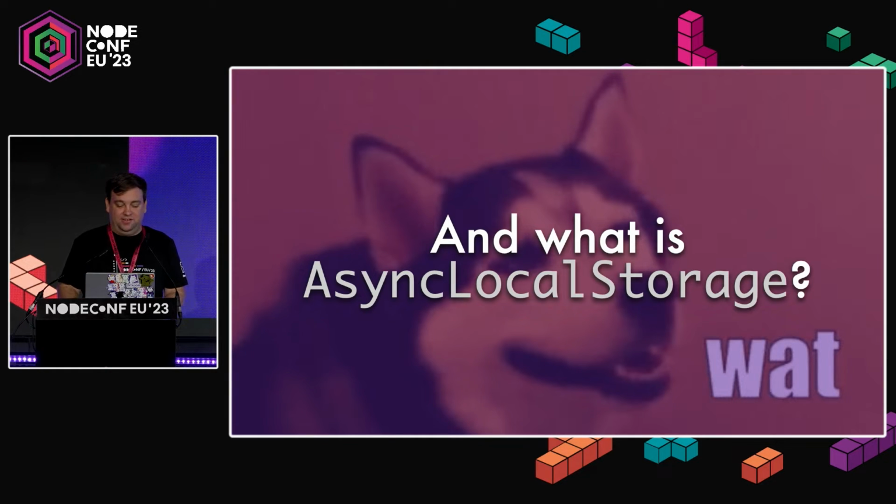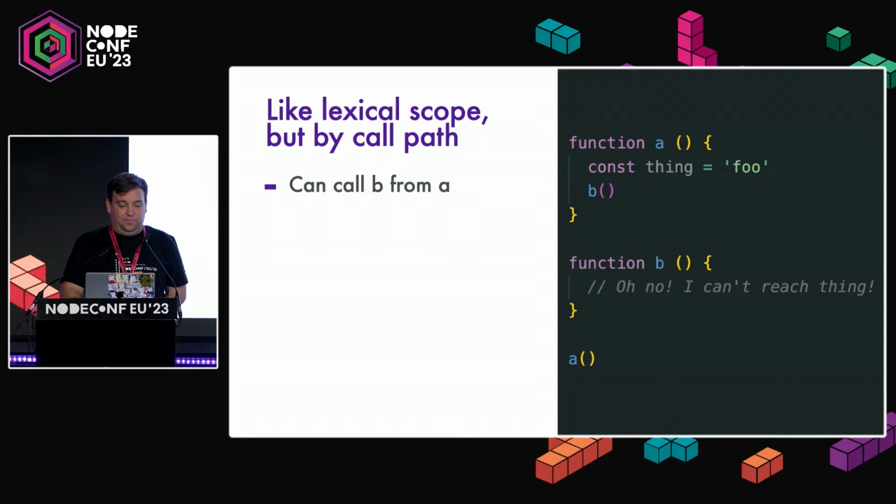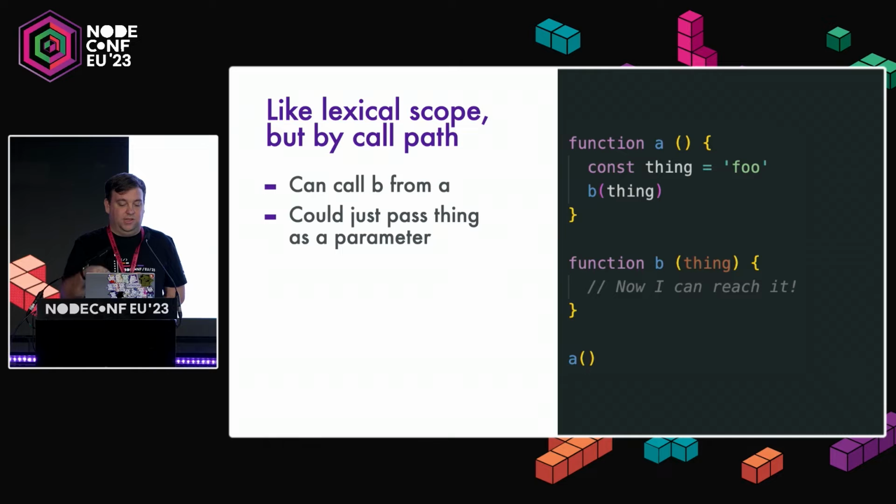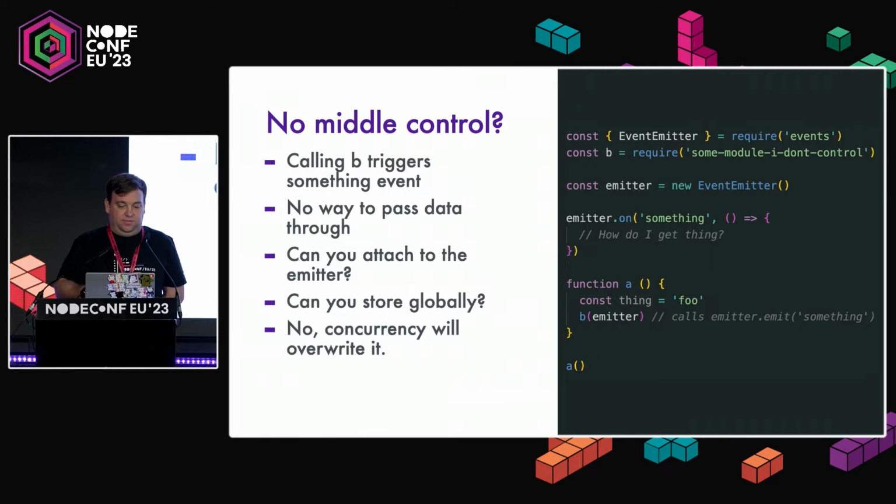So what's this async local storage thing? It's a storage system. I like to describe it as lexical scope, but by call path. So in this example, you can call B from A because B is available in this lexical scope, but you can't reach this thing from B. However, you could just pass it as a parameter in this case, but sometimes things are a bit more complicated.